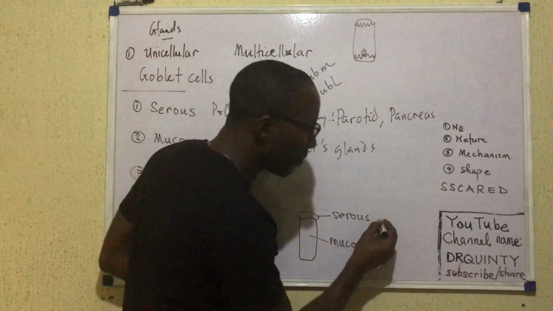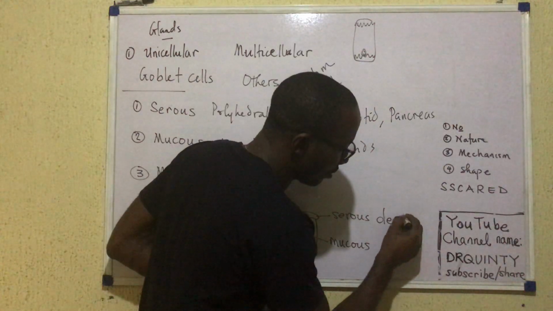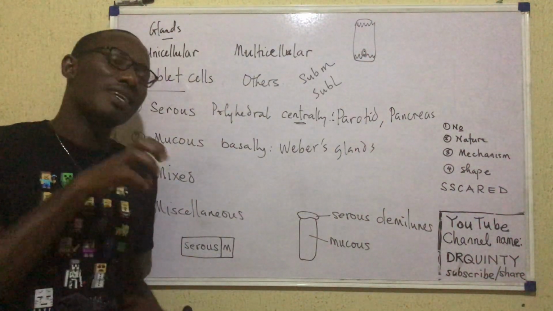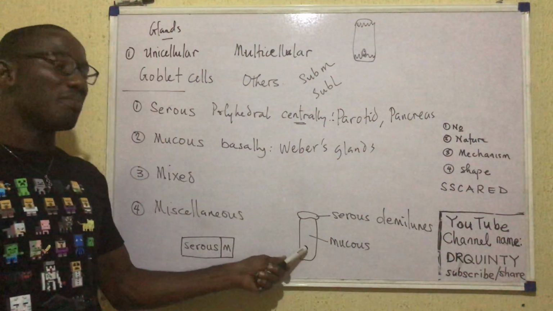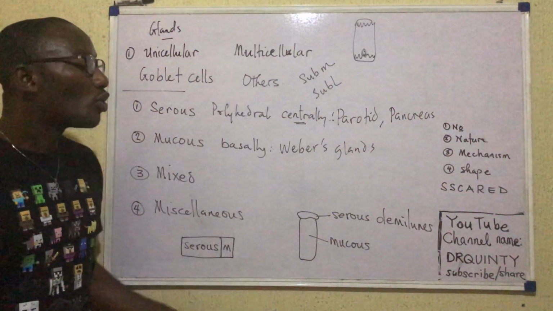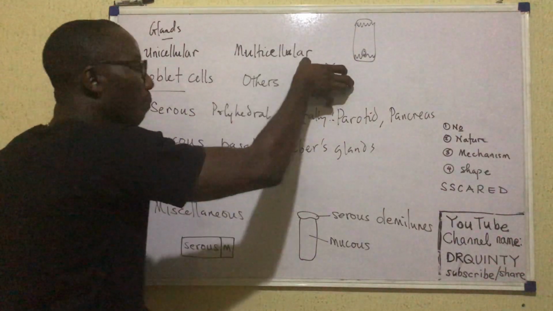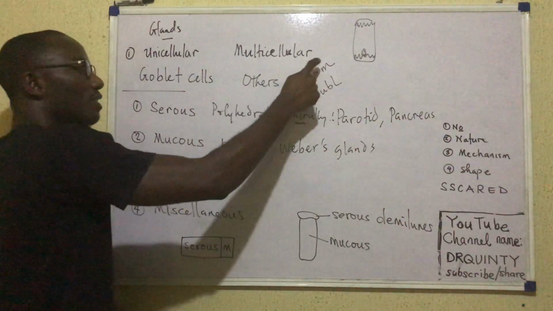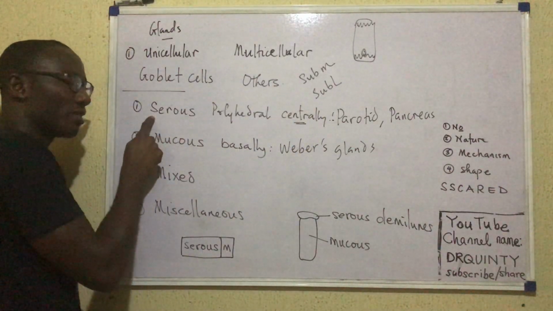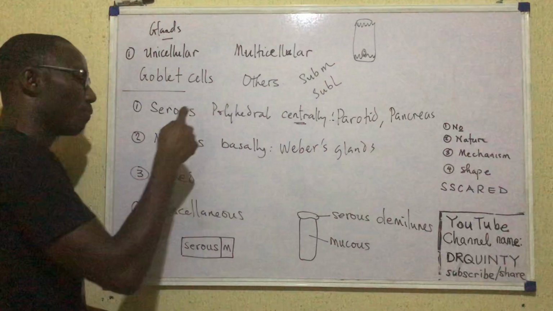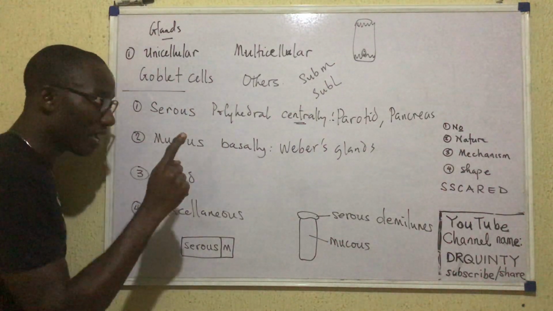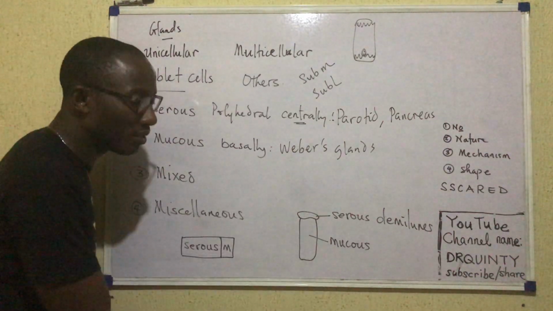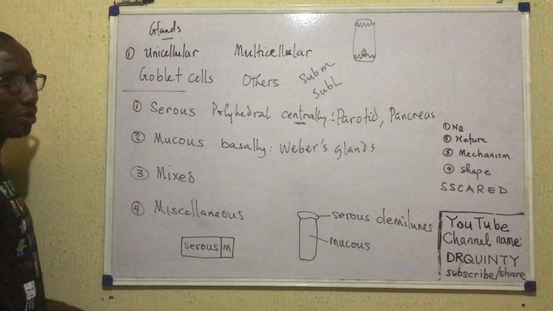So we refer to them as the serous demilunes. So the serous demilunes are like small caps. They are like serous caps sitting on top of the main gland, which is mucus. So if we must put submandibular and sublingual into categories 1 and 2, then submandibular will be put under serous, whereas sublingual will be put under mucus. But in reality, the two of them are mixed because their secretions are partly serous and partly mucus.